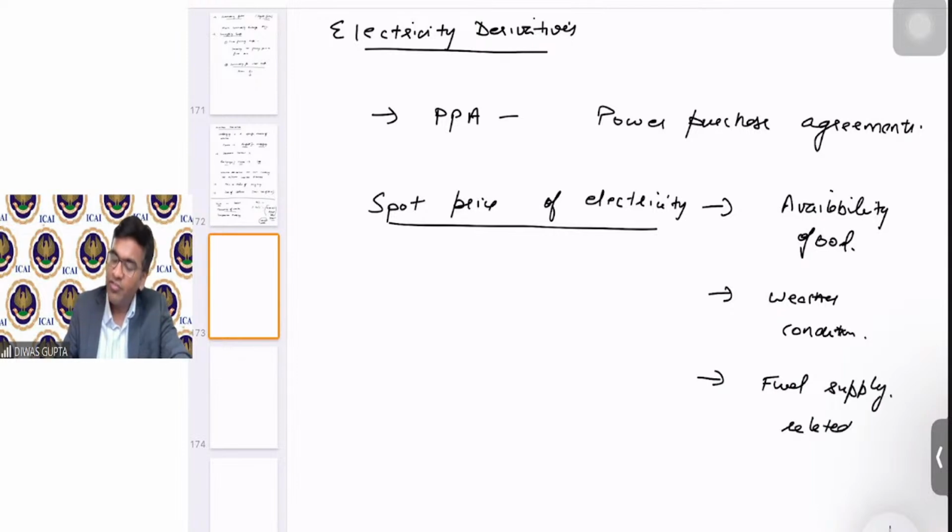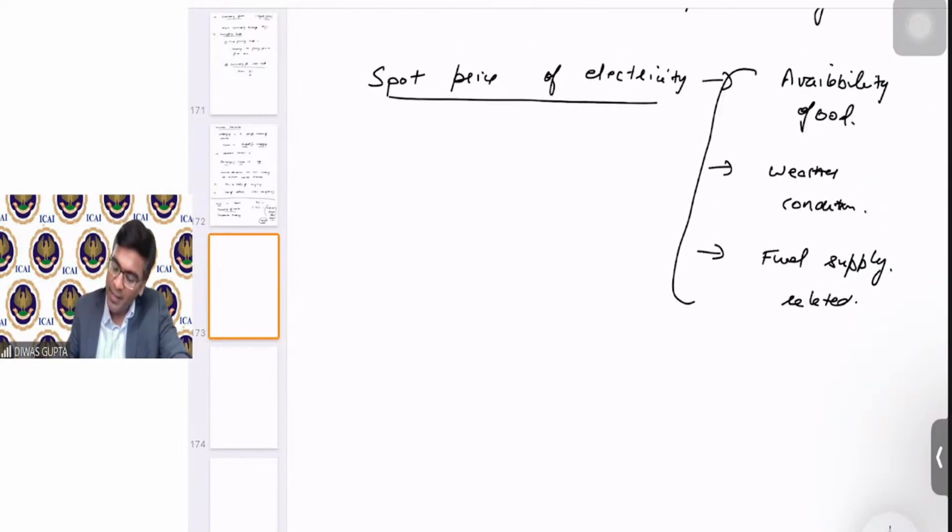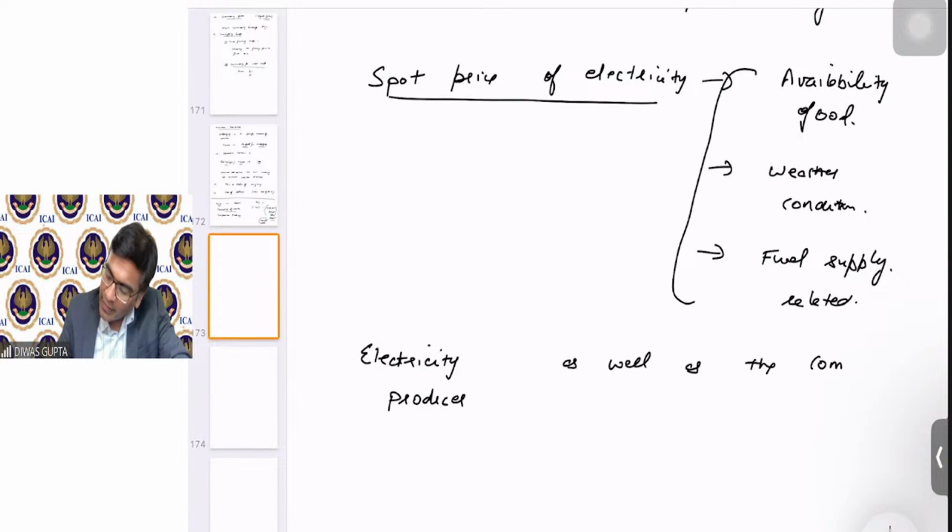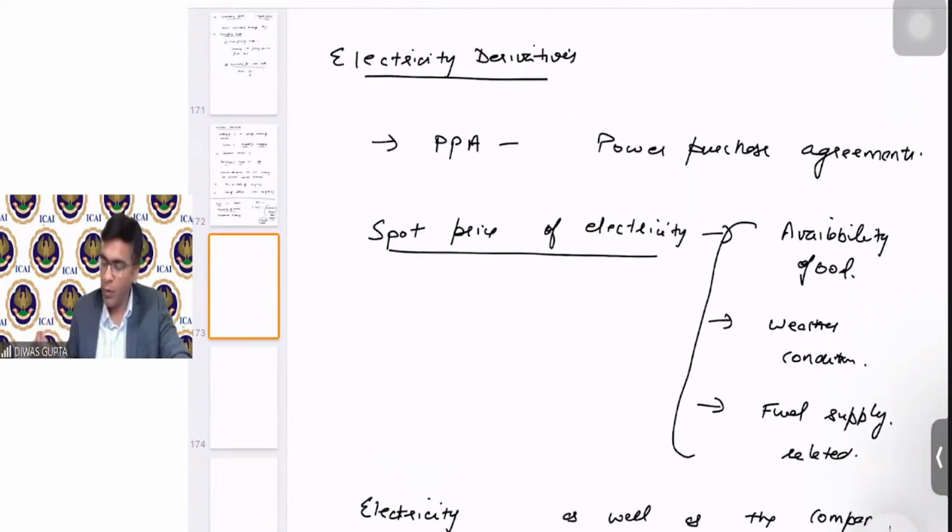So all these things will keep on changing your spot price for electricity, which will be a problem area for the electricity producer as well as the companies who are consuming electricity in bulk. So with this, the problem is clear.